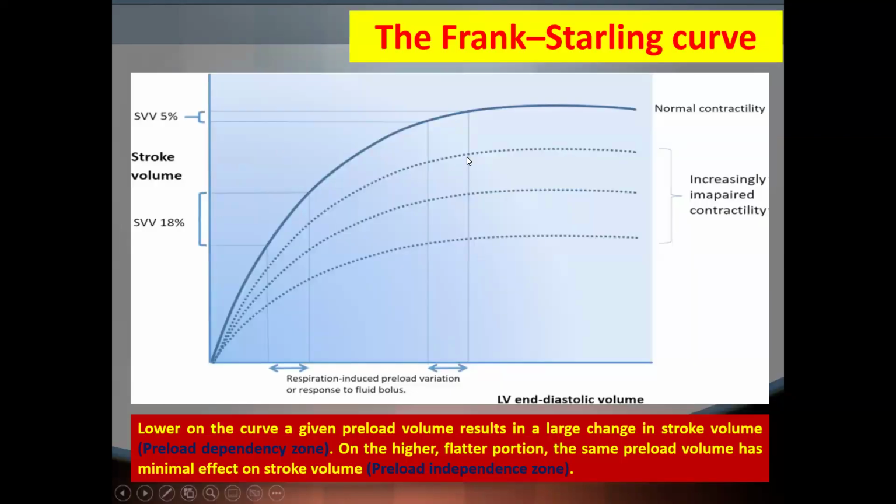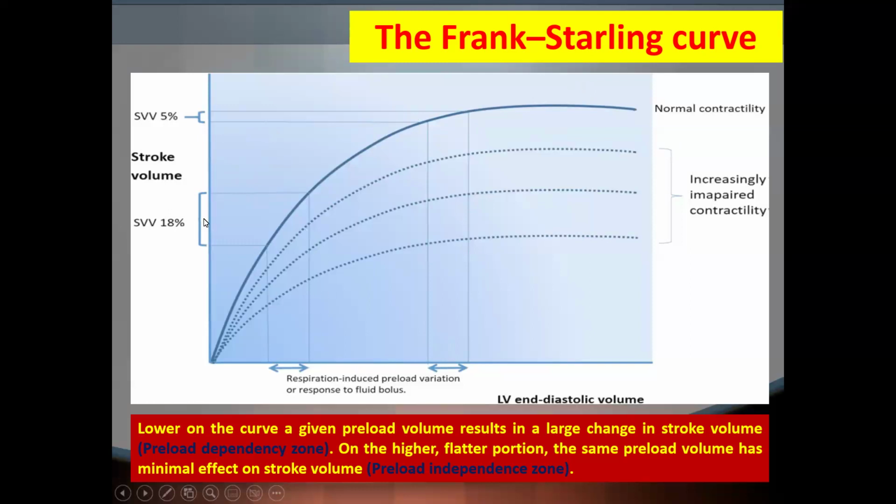Here in the curve, you can see the end-diastolic volume or preload, and here is the stroke volume increase. Down in the curve, if you give a specific volume, you will get, for example, an increase in stroke volume or cardiac output of 18%. But if you give the same amount of fluid in the upper, flat portion of the curve, you will get a variation of only 5%.